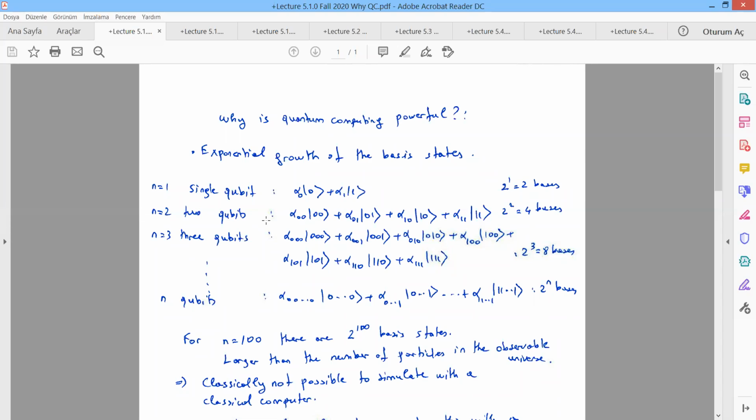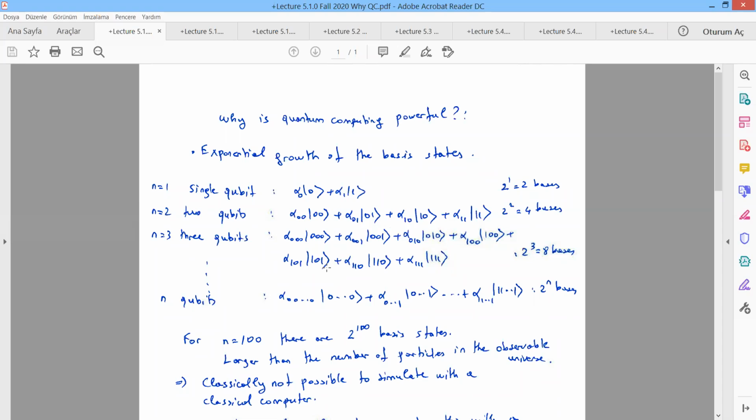Now, if you increase the number of qubits to 2 qubits, we have a four-dimensional Hilbert space with four basis states. These basis states are ket 00, ket 01, ket 10, and ket 11. So in a generic two-qubit system, we are able to represent the state using these four basis states with complex coefficients alpha sub 00, alpha sub 01, alpha sub 10, and alpha sub 11.